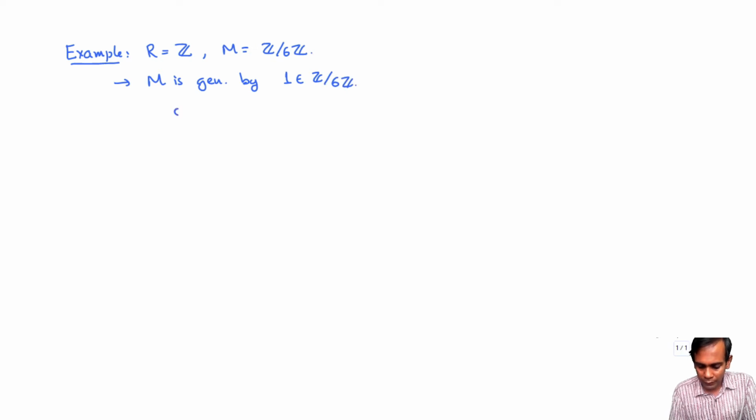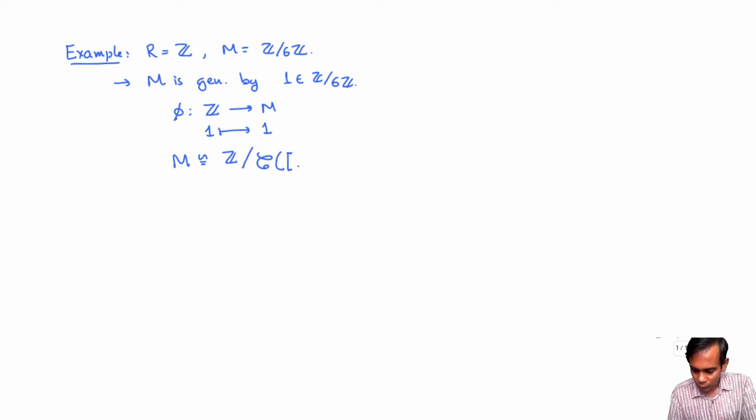And so we would define phi from Z to the power 1, it has only one generator, to M by taking 1 goes to that generator 1. This one is the residue class mod 6. And so we get M is isomorphic to Z modulo the column space of the matrix which has just one entry, the 1 by 1 matrix with single entry 6.